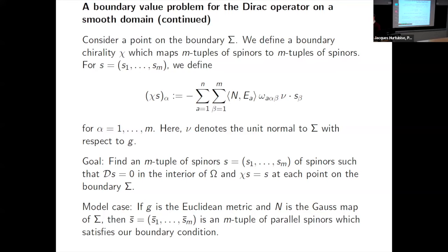So the point here is that if you solve a second order PDE such as the Laplace equation, then you can impose a Dirichlet boundary condition and you can prescribe all the boundary data.